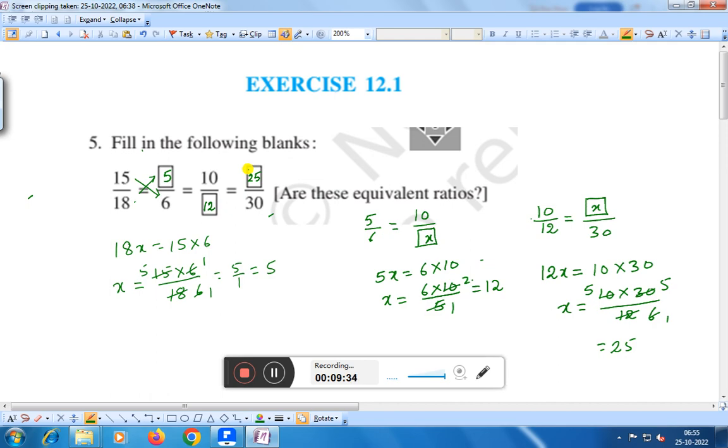There are two methods to solve question number 5. To find an equivalent fraction, one is the division method and the other is the multiplication method. If we divide both numerator and denominator by the same number, you get an equivalent ratio. And in the multiplication method, if you multiply both numerator and denominator by the same number, you get an equivalent ratio. This is the solution of question number 5.